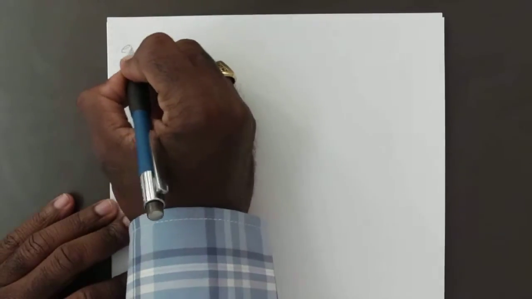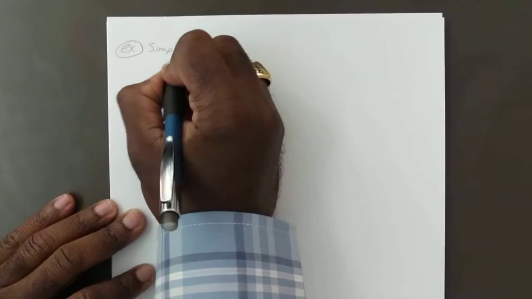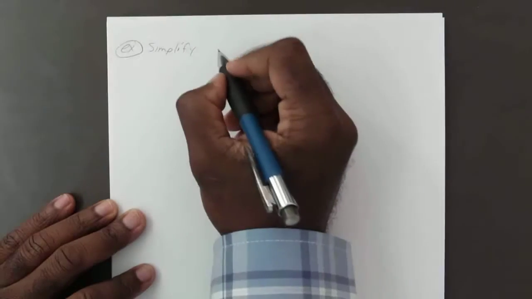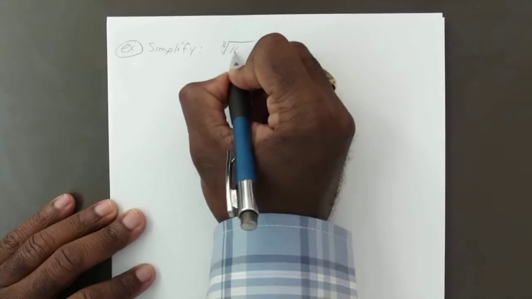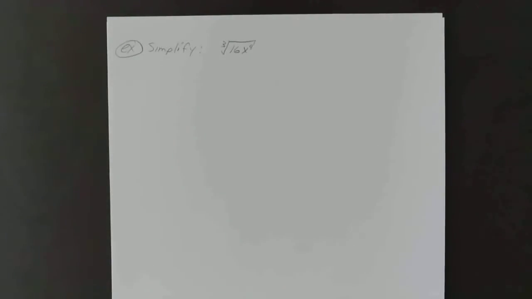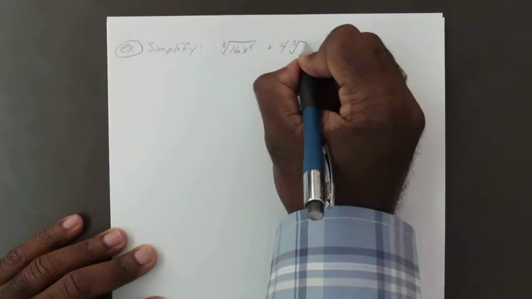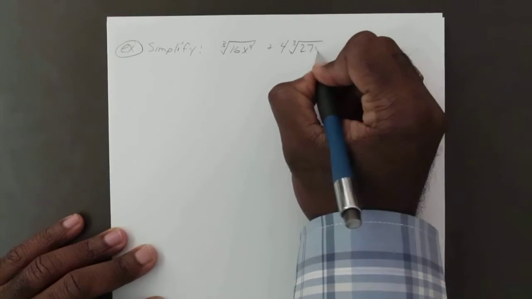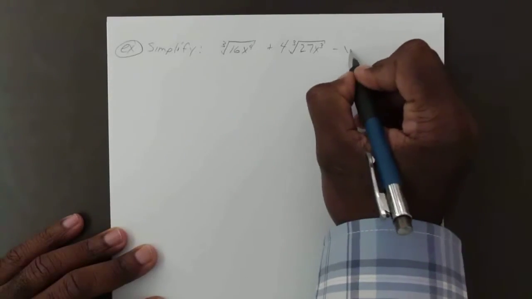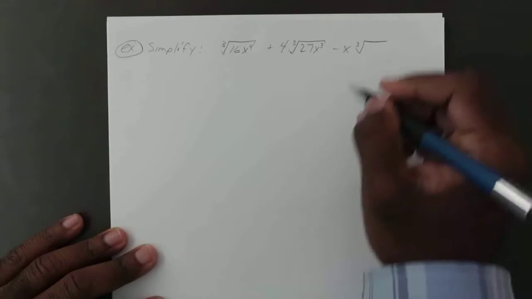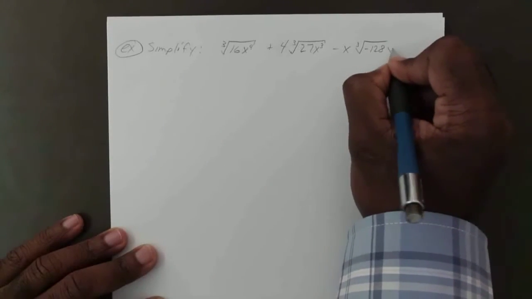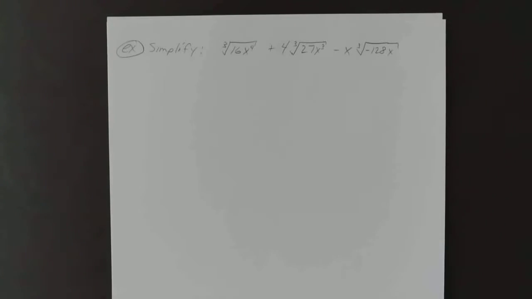Okay, so let's say we had an example where we wanted to simplify the cube root of 16x to the fourth, plus 4 times the cube root of 27x to the third, minus x times the cube root of negative 128x. Okay, so this one gets a little bit trickier because now you have cube roots.